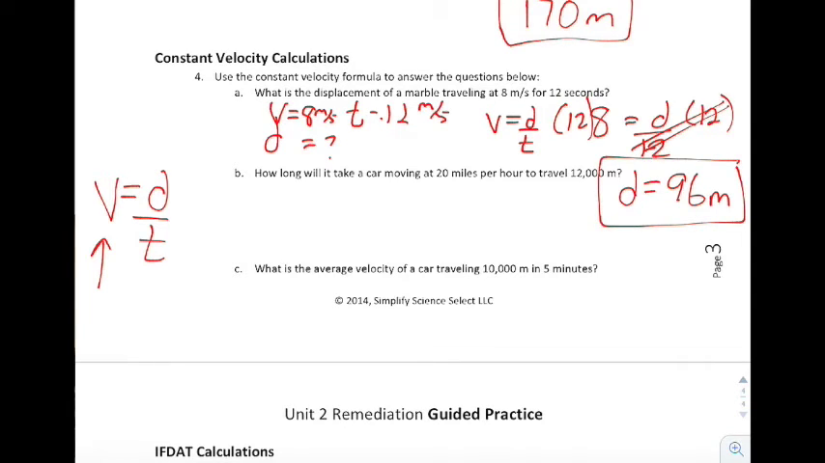Now, the next one is very, very similar. It says how long. So when it says how long, that means you're going to be looking for time.